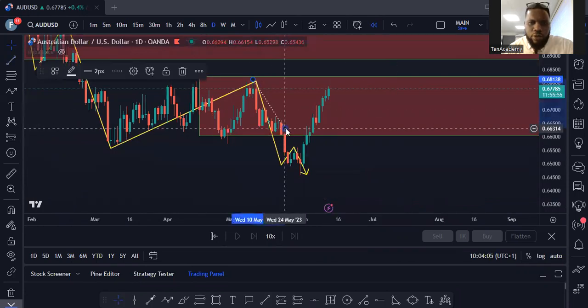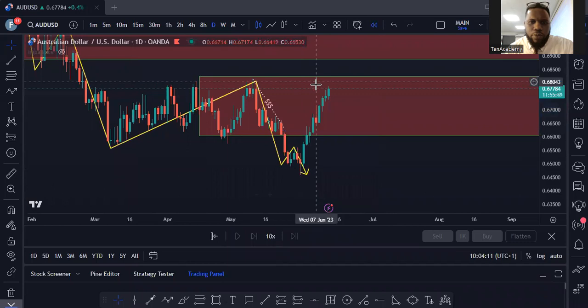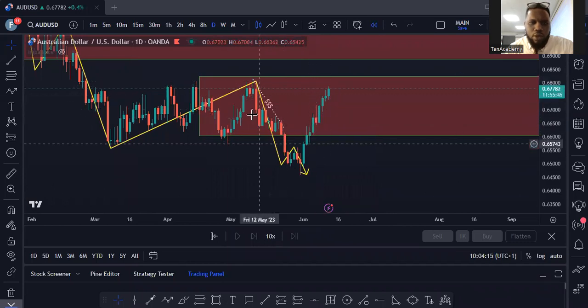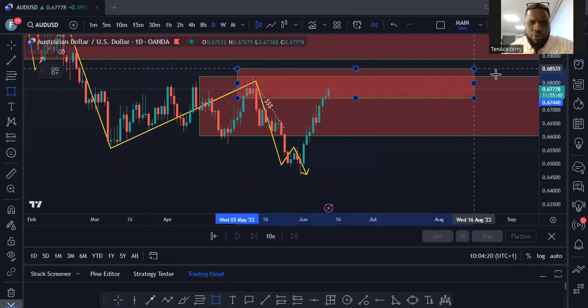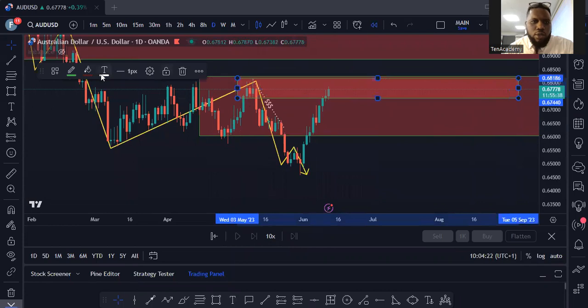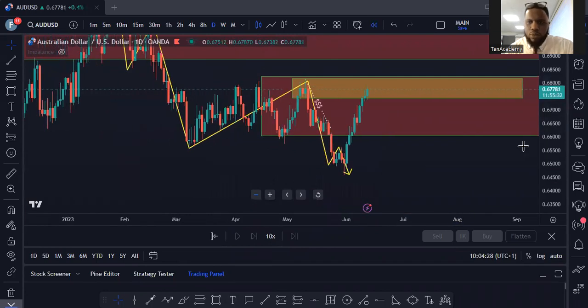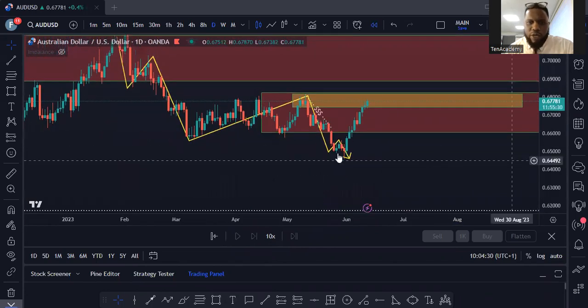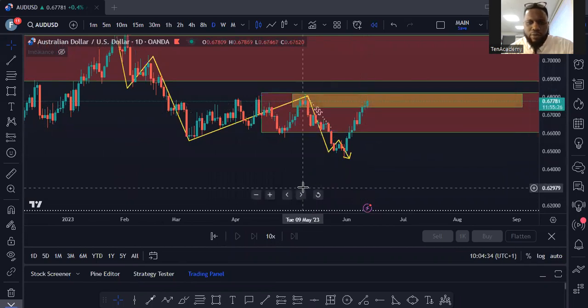Price taking out liquidity here, like so. You can see price is reacting at this particular extreme supply. Let's make that yellow. So price at this extreme supply, after grabbing liquidity. That's on daily.